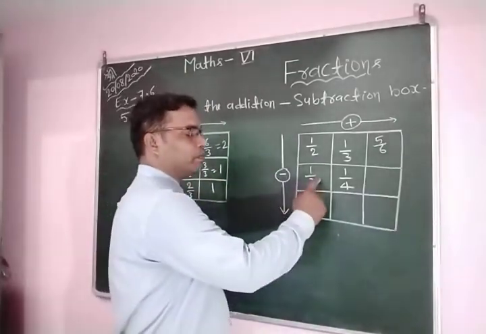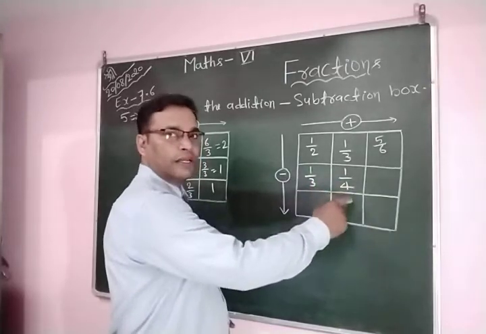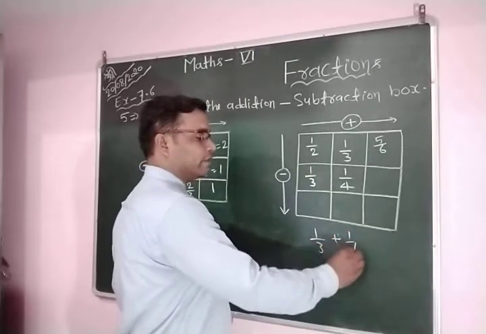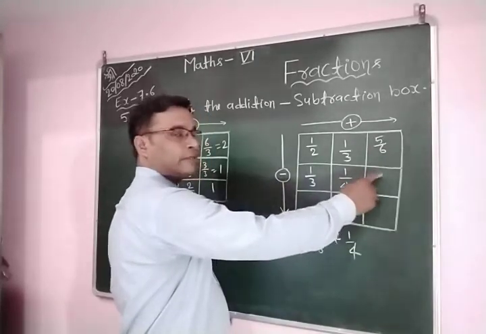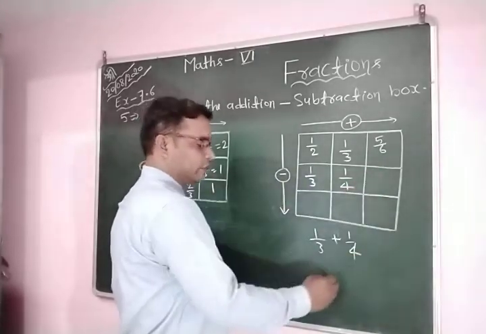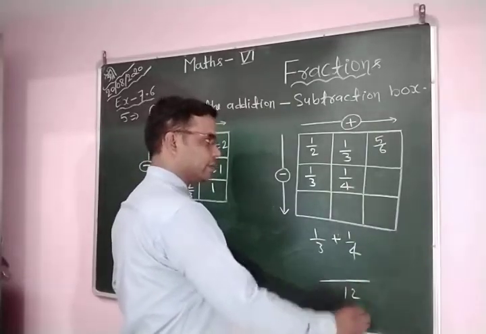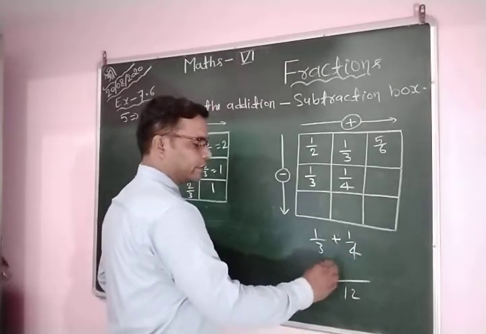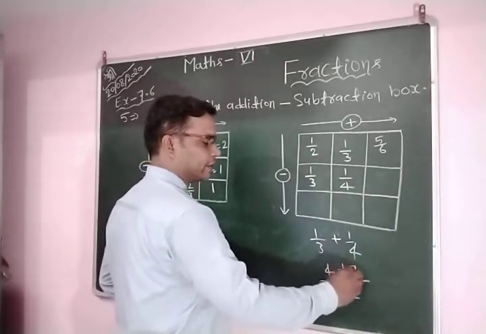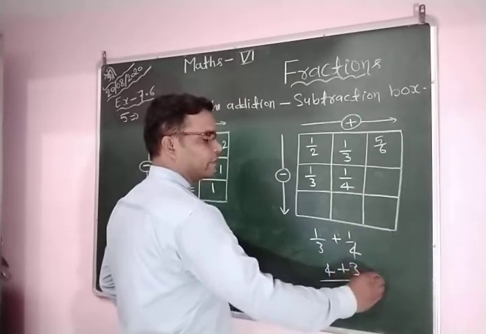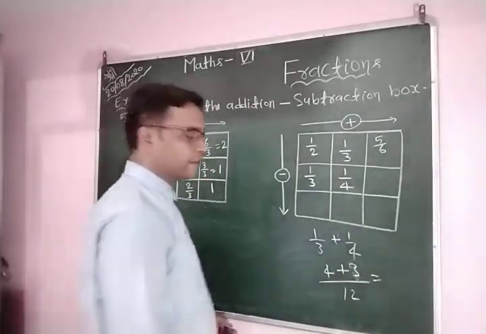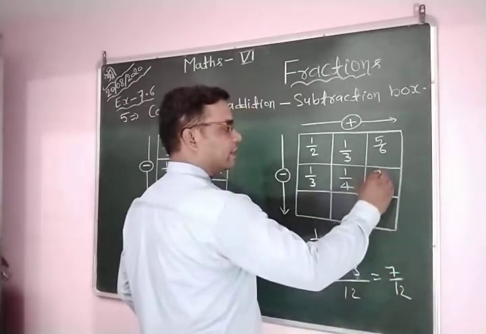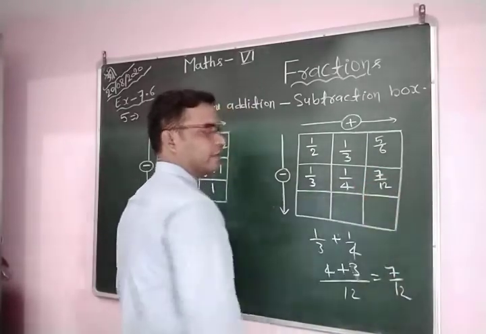Now again, for this box, we add 1 by 3 plus 1 by 4. The result you write in this box. LCM is 12. So 4 times 1 and 3 times 1. 4 plus 3 is equal to 7, so 7 by 12. You can write here 7 by 12.